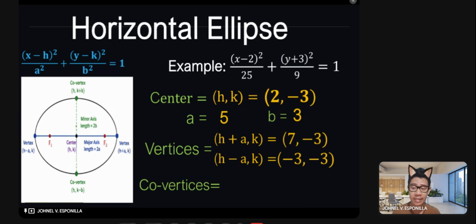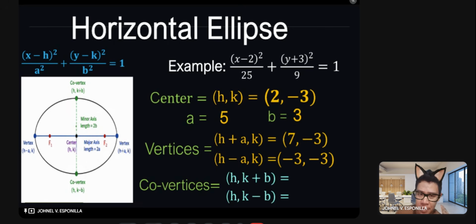Kunin naman natin yung co-vertices. Sa co-vertices, yung h hindi nagbabago, only the k. So mag-add plus minus b tayo naman sa co-vertices. Okay? So same pa din ang gagawin natin. So copy the h which is 2, yung nasa center. Yung k po natin ay negative 3, tapos plus 3 which is the value of b, that is 0. So ito ay isa sa mga co-vertex niya. Tapos yung isang co-vertex, so copy the 2 which is the h. Tapos k natin again is negative 3 minus 3 which is negative 6. Ito na po ang co-vertices ng horizontal ellipse.